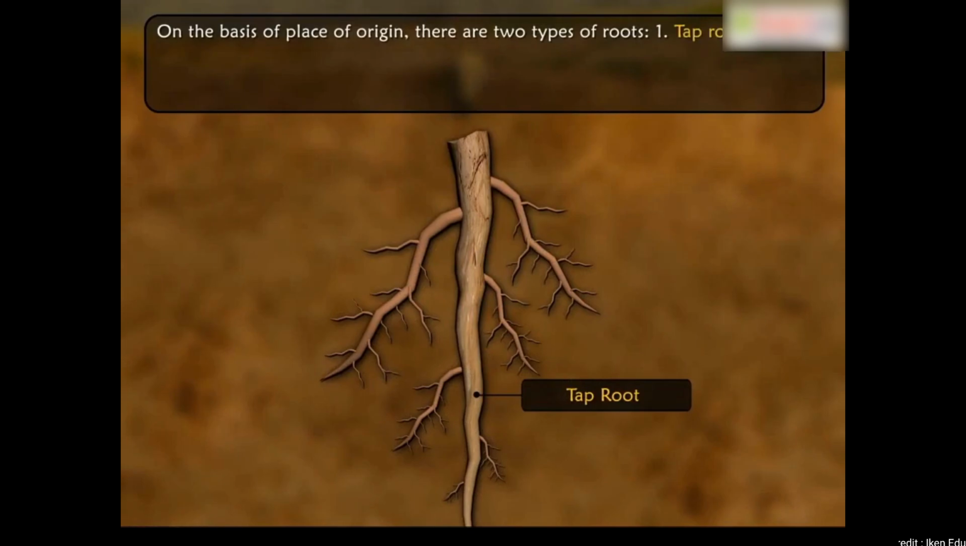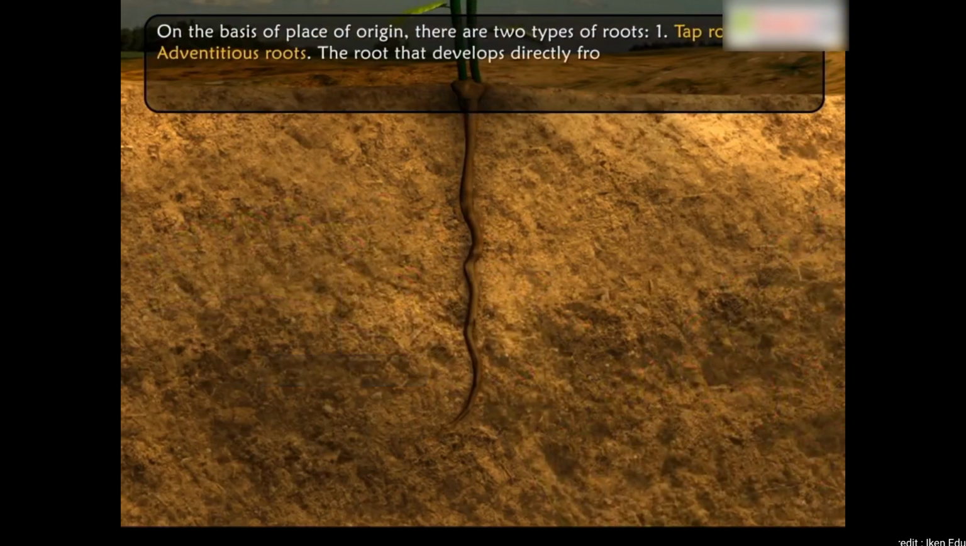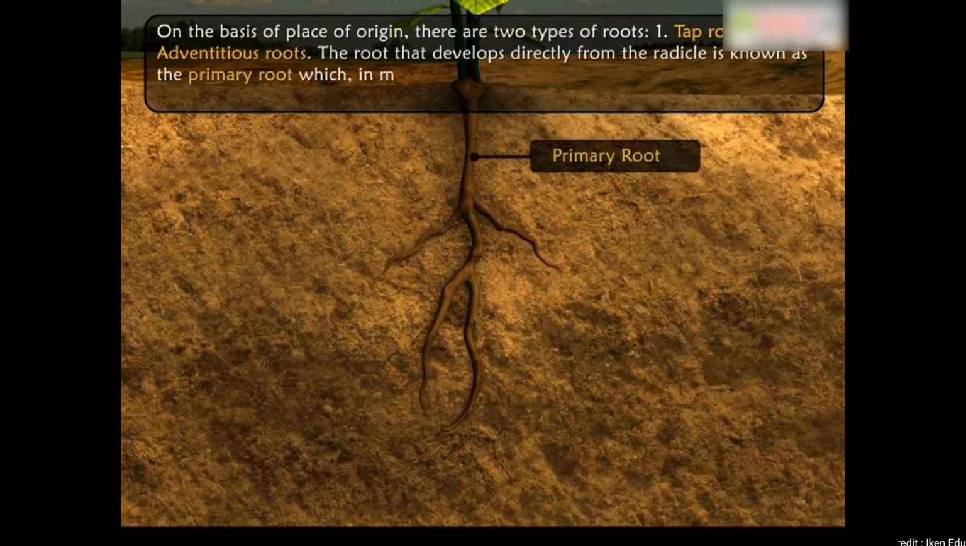roots and 2. Adventitious roots. The root that develops directly from the radicle is known as the primary root, which in most cases persists and becomes strong.